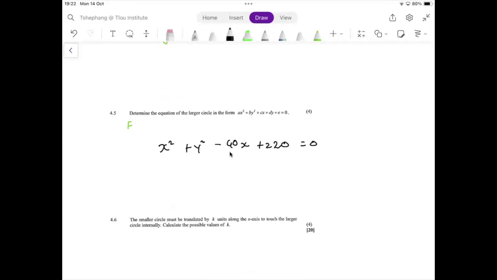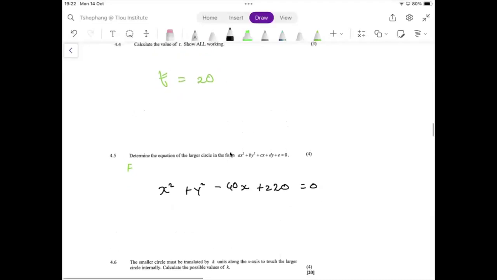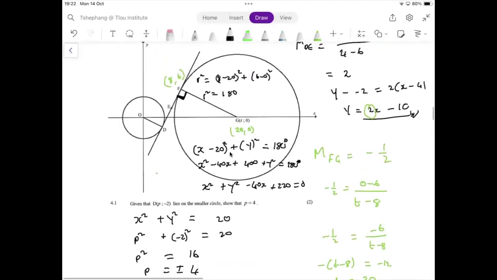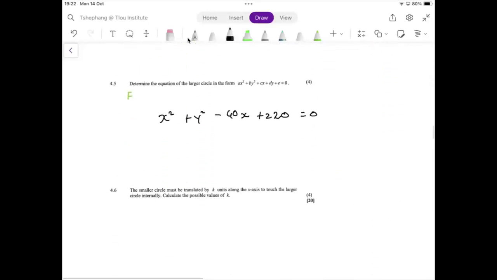Now, the smaller circle must be translated by k units along the x-axis to touch the larger circle internally. Calculate the possible values of k. So the smaller circle must be translated. For it to touch the bigger circle, we know it must move where? It must move to the right. Okay, let's just see, it's saying to touch it internally.